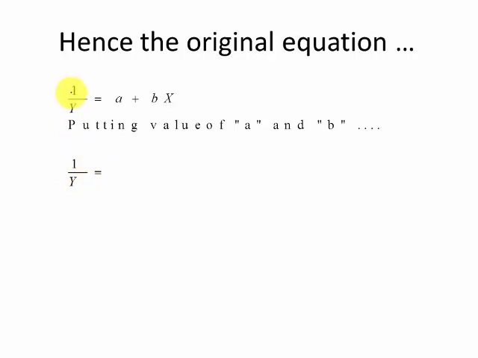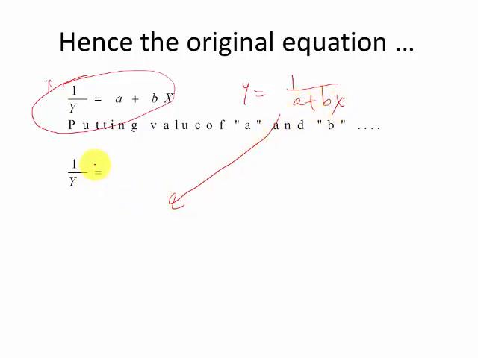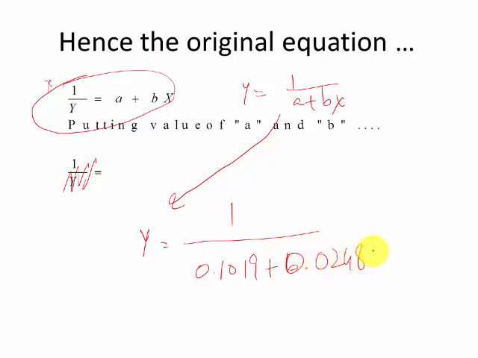Yes, what was the original equation? This was not the original equation. The original equation was y is equal to 1 over a plus bx. So it comes y is equal to 1 over 0.1019 plus b, which was 0.0248, into x.